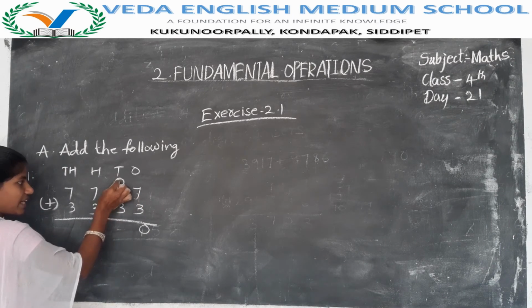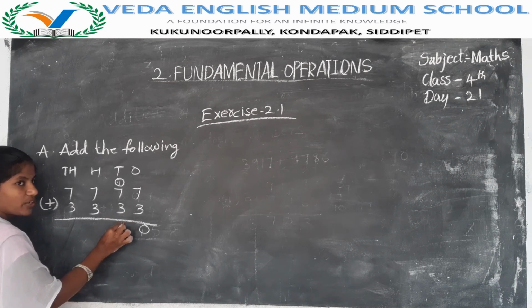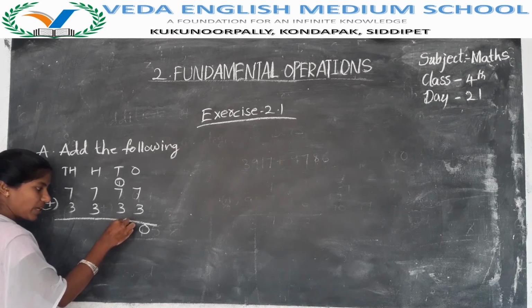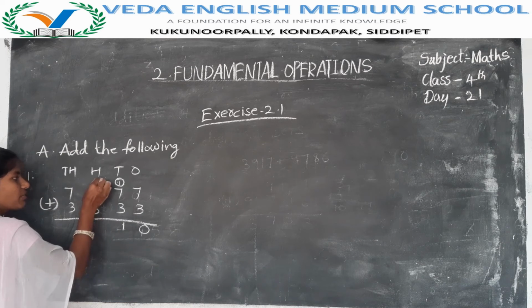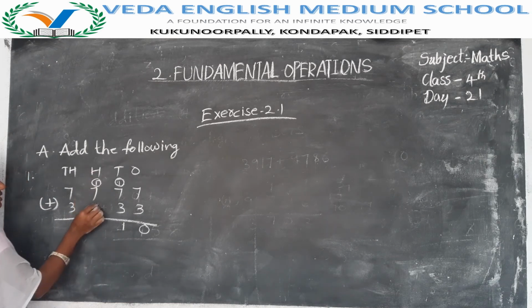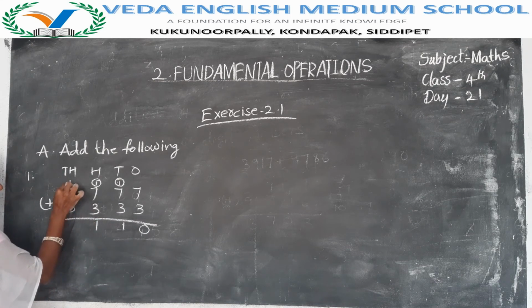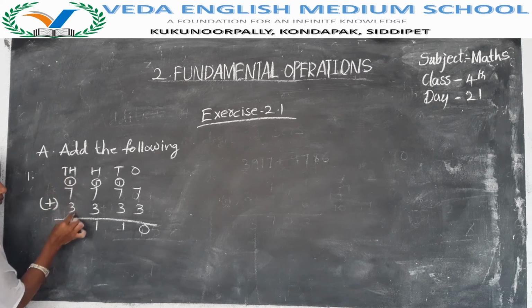7 plus 1, 8. 8 plus 3, 11. 11 is a 2-digit number. If you get 2-digit numbers, the ones place number you have to write in the answer. Tens place number becomes carried to the next number. 7 plus 1, 8. 8 plus 3, 11. Here I am writing that 11 as it is.